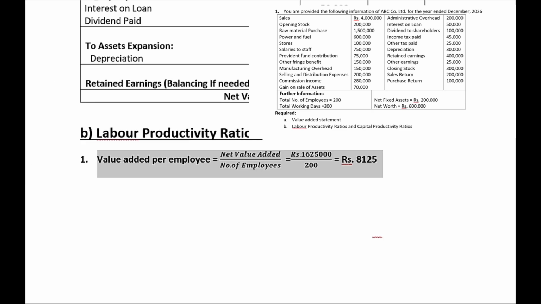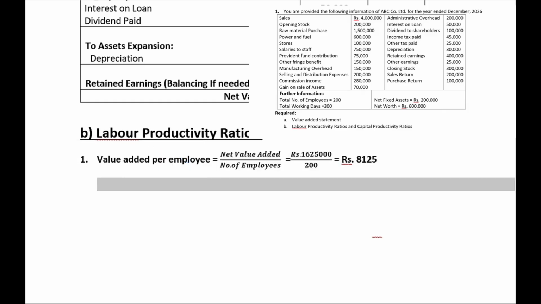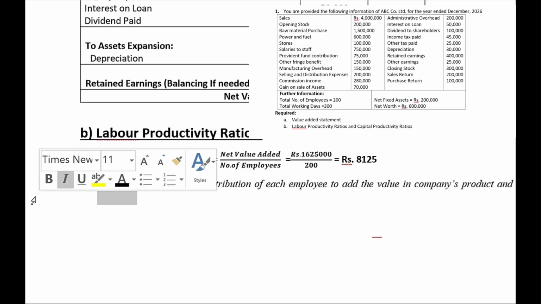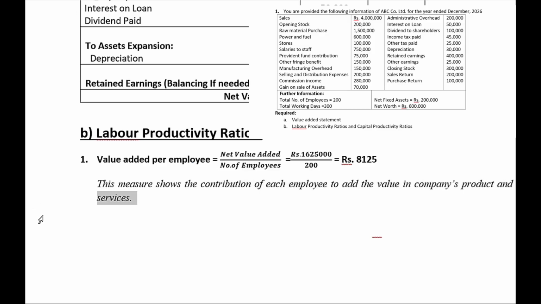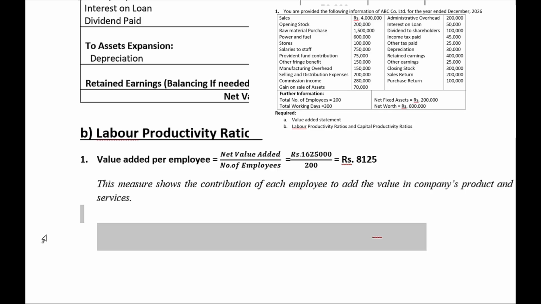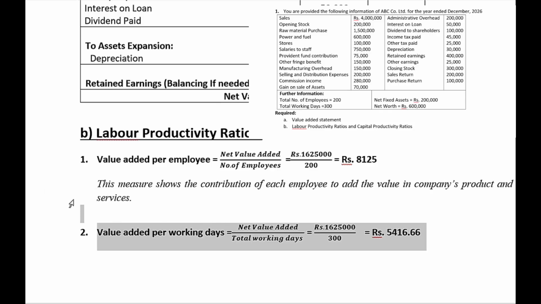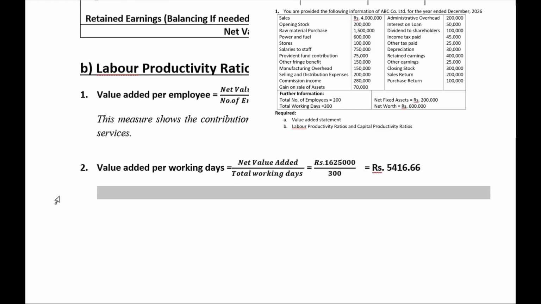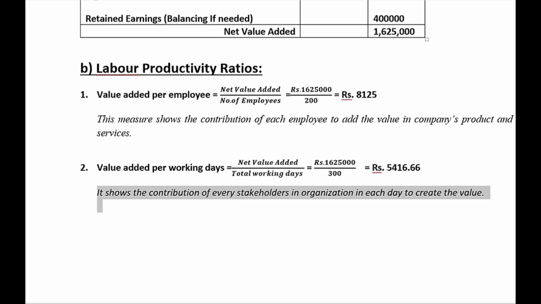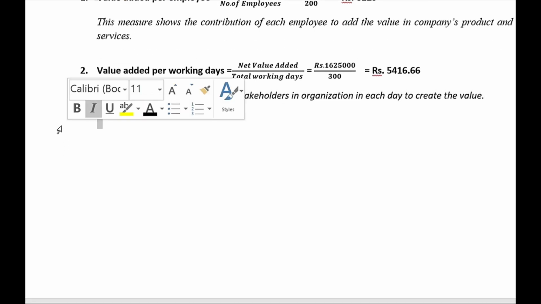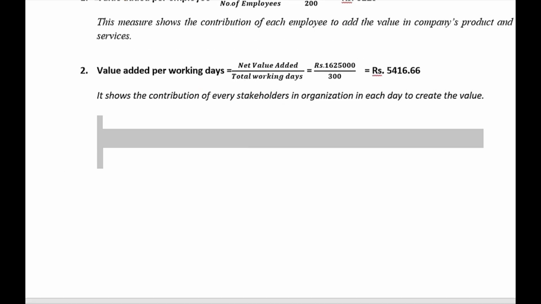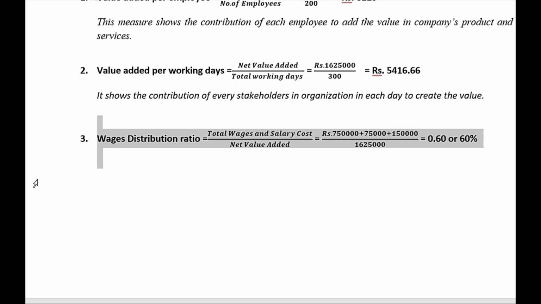Under the labor productivity ratio, we calculate 5 ratios, which consist of value added per employee, which results rupees 8,125. And this ratio measures the contribution of each employee to add the value in company's product and services. The second ratio is value added per working days. The formula for value added per working days is net value added divided by total working days, resulting rupees 5,416.66. This ratio measures the contribution of every stakeholder in an organization each day to create the value.